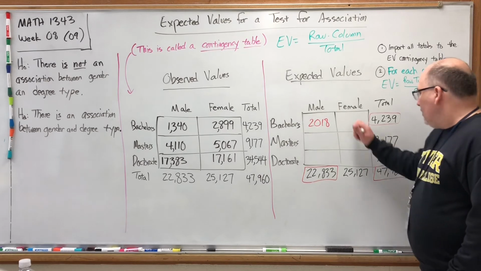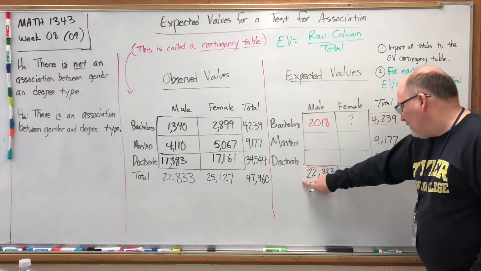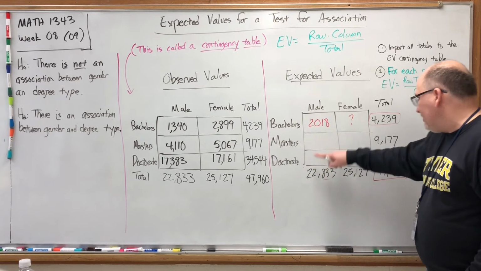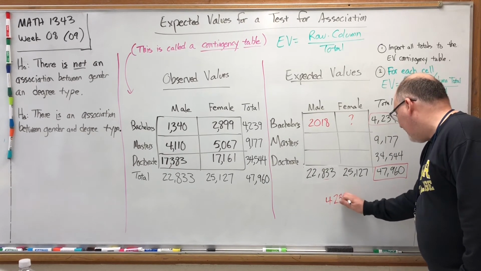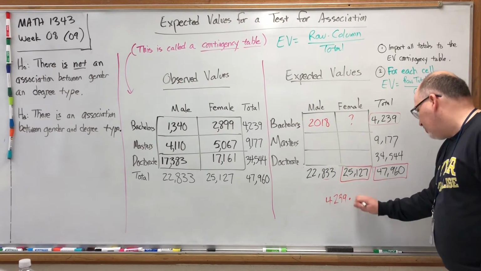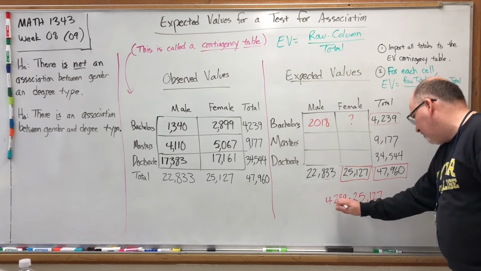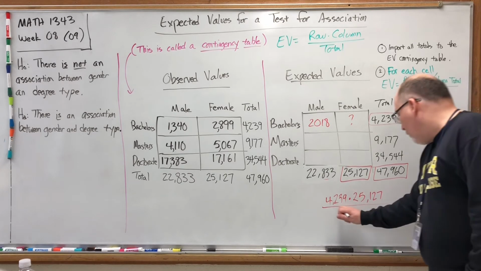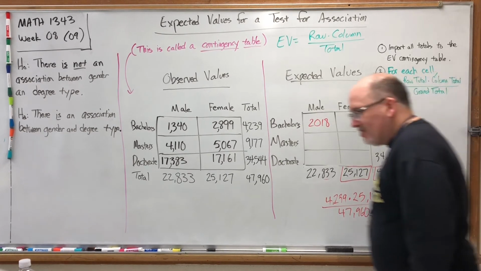For example, for the number of females who receive bachelor's degree, we would multiply the total number of bachelor degree recipients, in other words, the total of this row, 4,239, times the total number of females, this row, this column, 25,127, and then divided by the grand total, which is always going to be the same, 47,960. And let's see what that is to the nearest whole number.